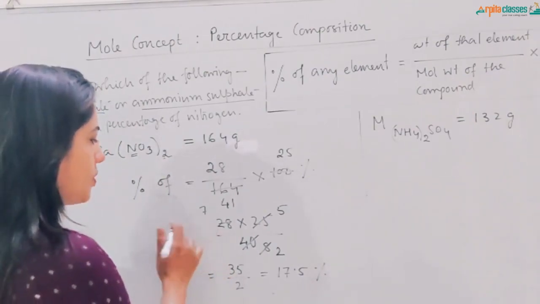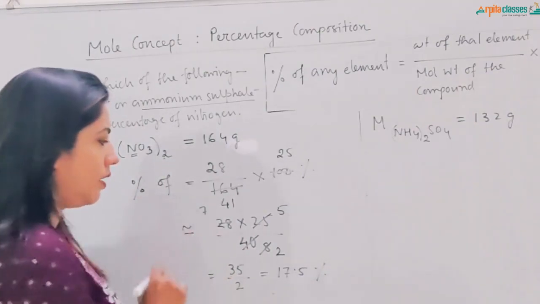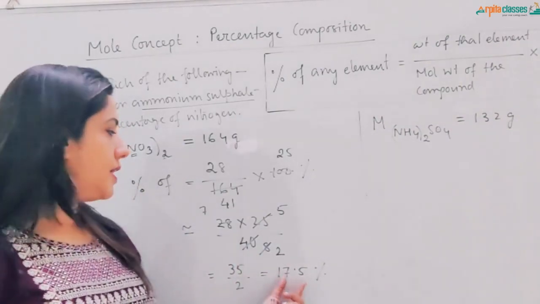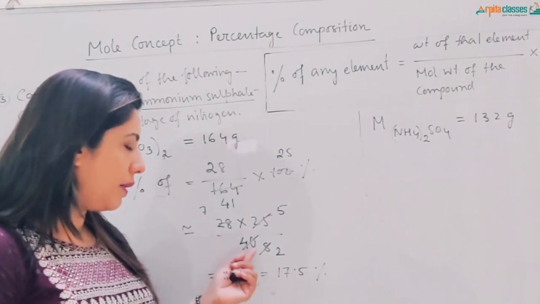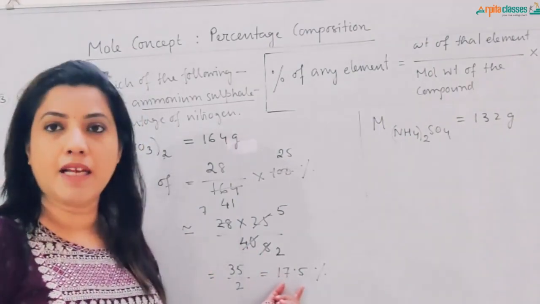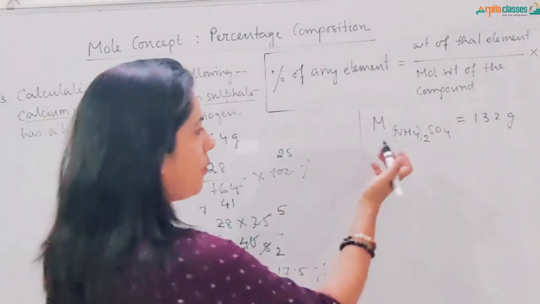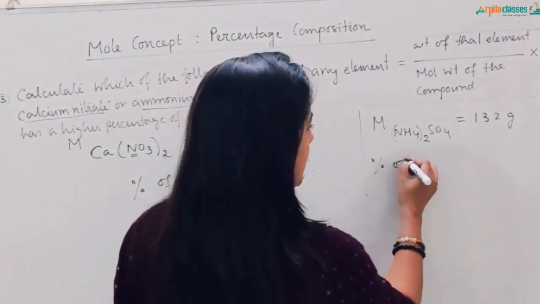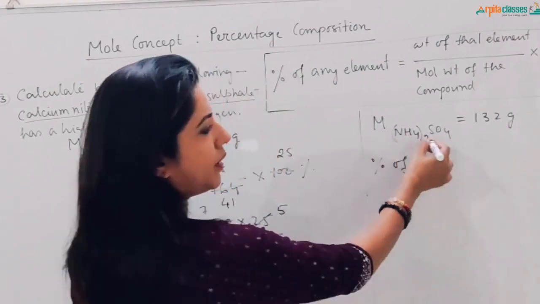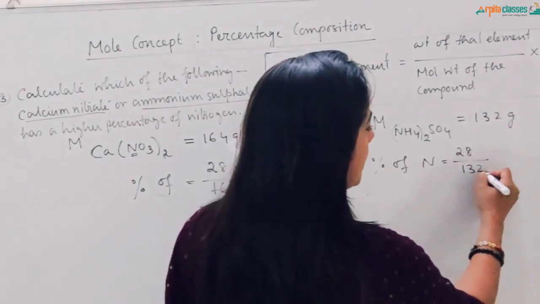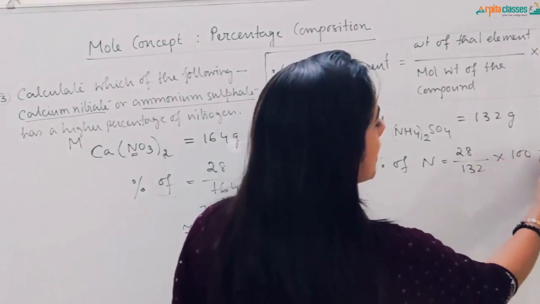I have done a little approximation here. In place of 41, I have taken 40. So it's coming 17.5. Since I have taken 40 in place of 41, this will be a little lesser than 17.5, but it's fine. We can compare at least. Let us see what is it coming from here. Percentage of nitrogen. Now here also nitrogen is 2. So that is 28 upon 132 into 100%.